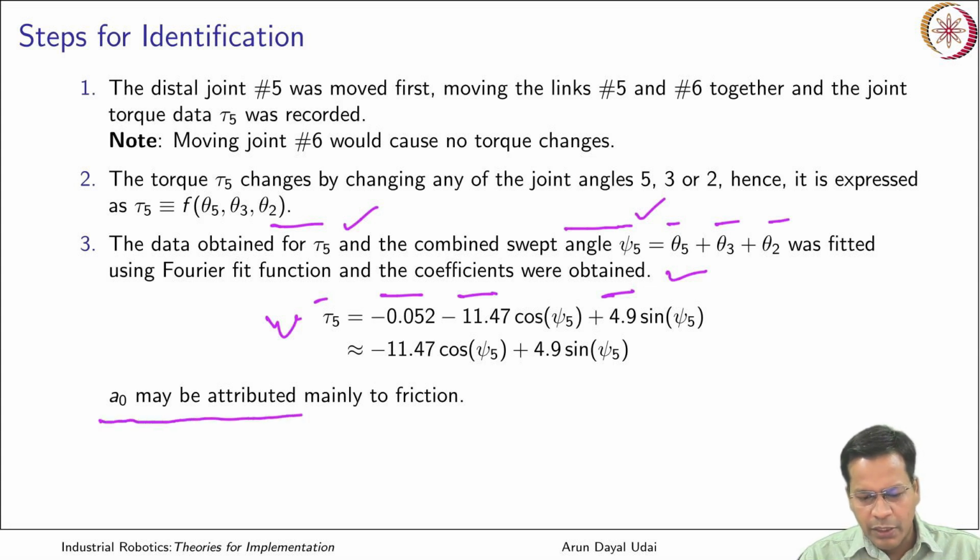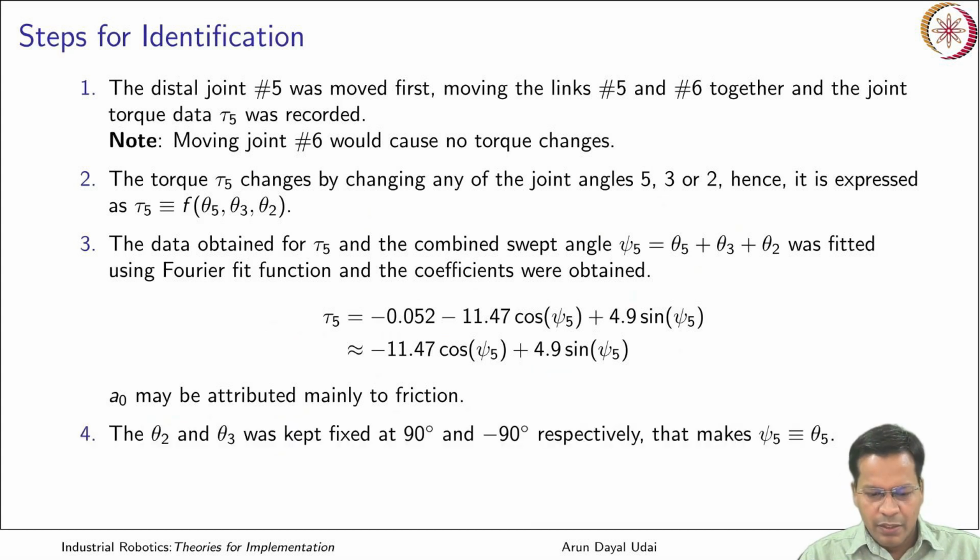A0 may be attributed to friction, that is because of friction it is going to come. Okay, and it is a very less value, so I am simply ignoring it to make it purely sinusoidal manner. So that is what is giving me this. Okay, so this and this are the coefficients that I could get.